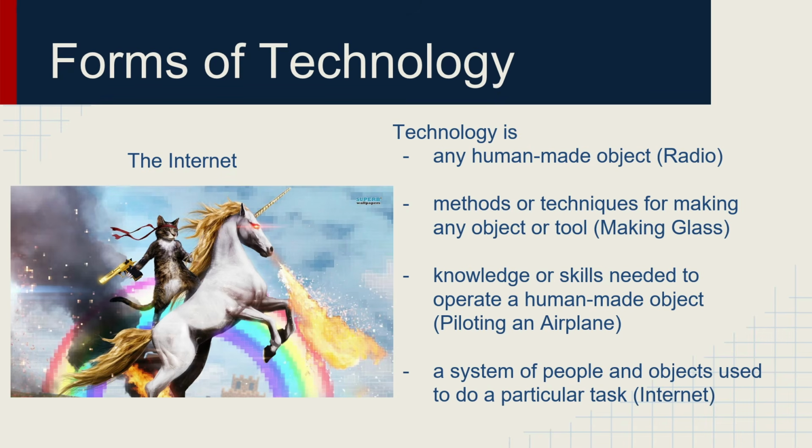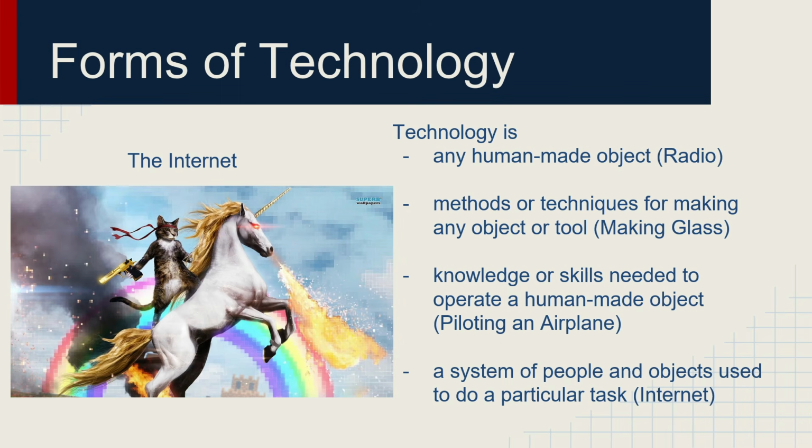Forms of technology. Technology can take several different forms, and it's important because it helps us avoid defining technology too narrowly. The first form is a human-made object, like a radio.